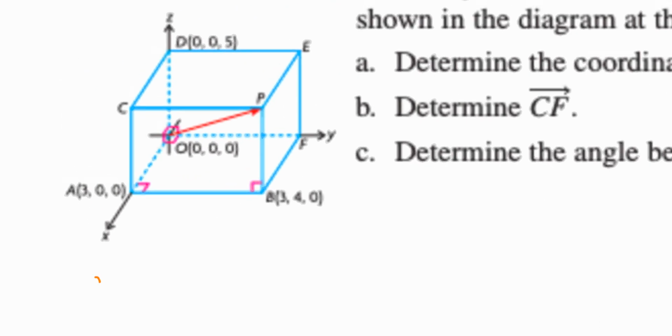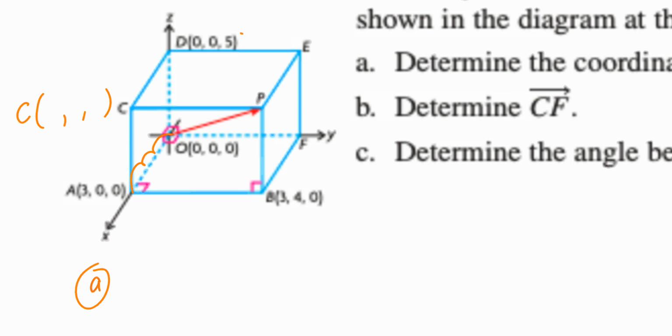Step 1, your goal is to find the point C. If you think about this, you have to go in the positive direction on the x-axis 3 times, 1, 2, 3. And you have to go in the positive direction on the y-axis 0 times, and on the z-axis 5 times.